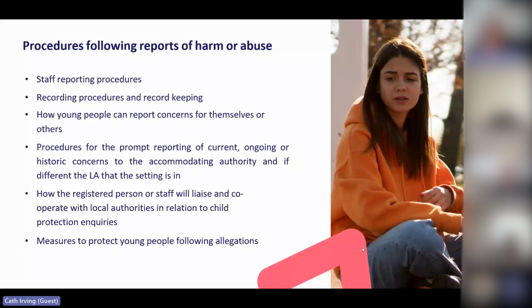So we need to make sure, obviously, that we have within our policies the things that we're going to do should there be a report of harm or abuse. Should a young person or an adult or anyone else raise a concern that a young person is at risk of harm or is being harmed. So we need to think about staff reporting procedures. What do you have in place, or will you have in place? What are those mechanisms for staff reporting concerns? Who are they going to report those concerns to? And how are those records going to be kept?